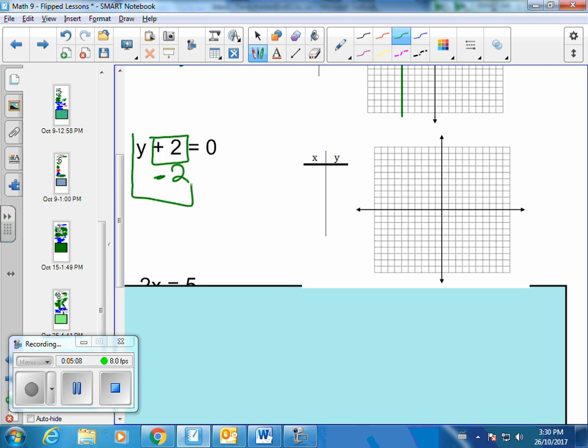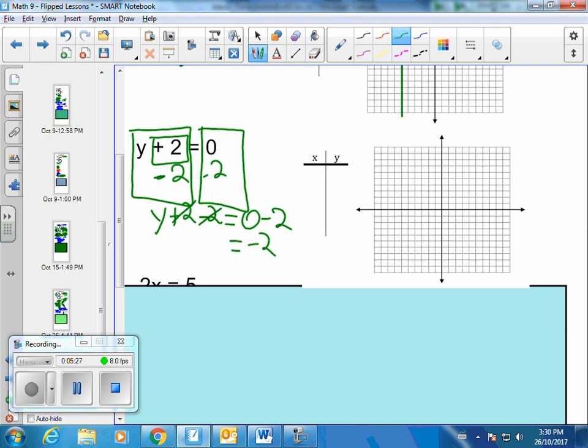Whatever I do to this side of the equation, I also have to do over here. So I'm also going to minus 2 over here. What that means is now I have y plus 2 minus 2 equals 0 minus 2. Plus 2 minus 2 equals 0. 0 minus 2 equals negative 2. Now I have y equals negative 2.